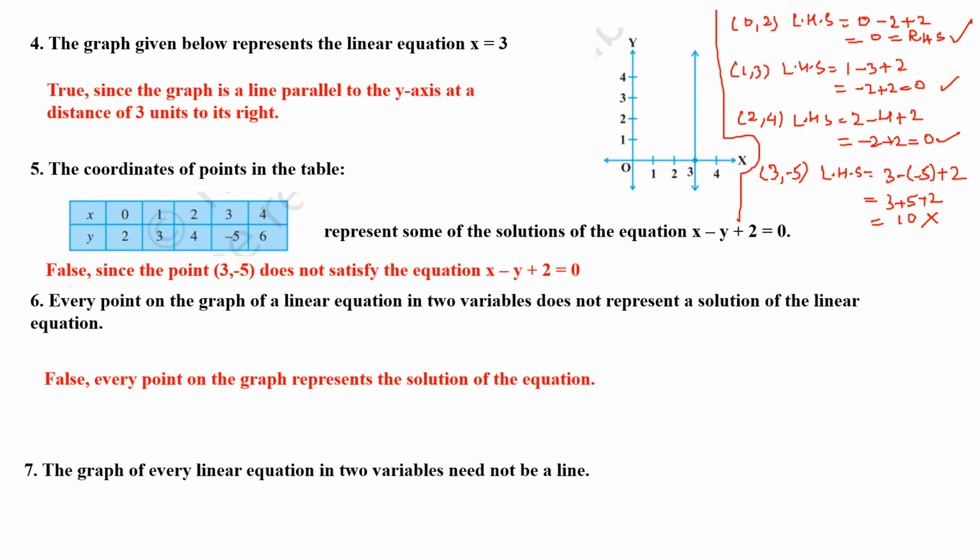And the last one: the graph of every linear equation in two variables need not be a line. It is also false because the graph of every linear equation is a line. It needs to be a line. Okay, so these are all your true-false type of questions.